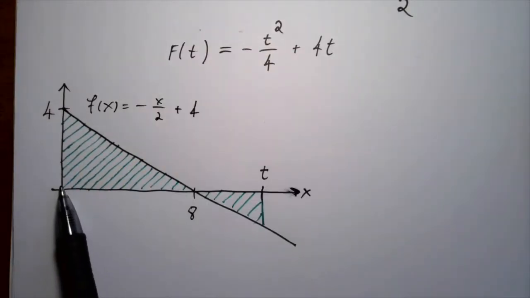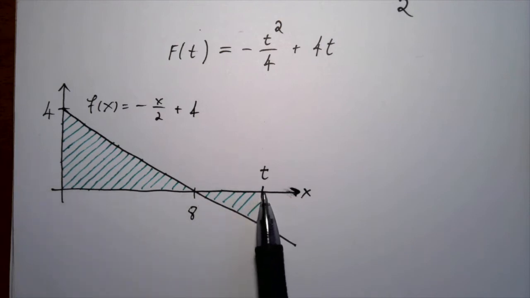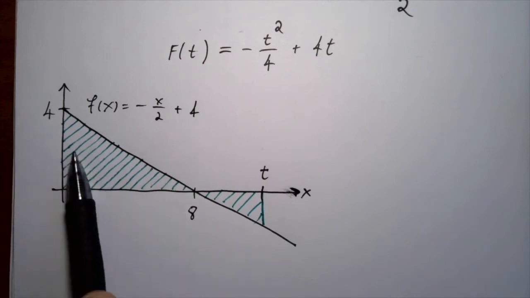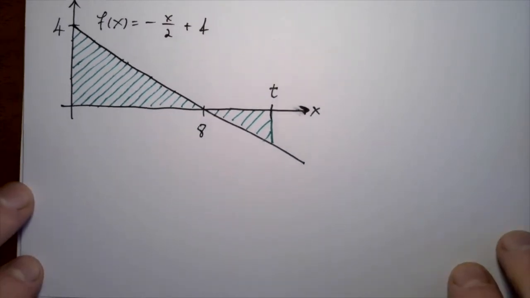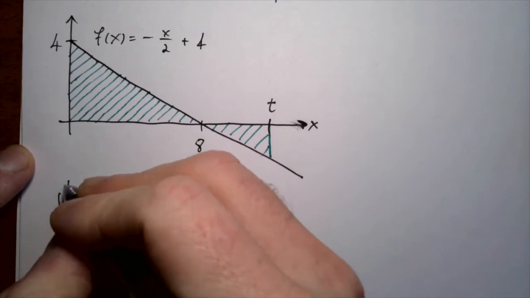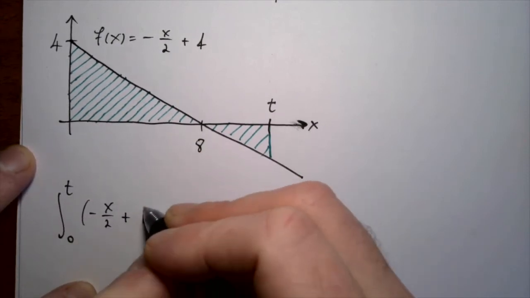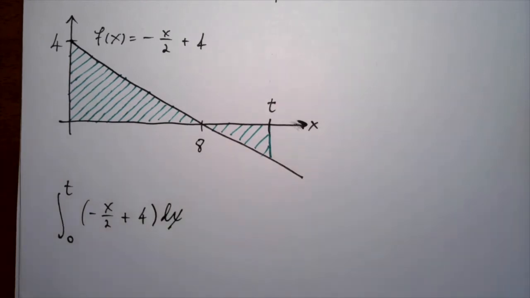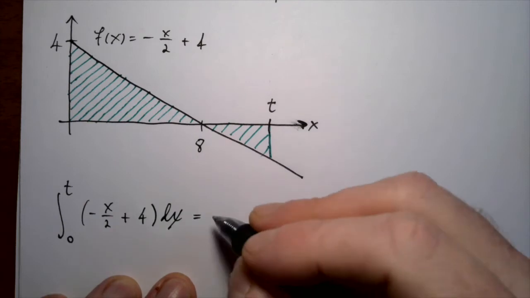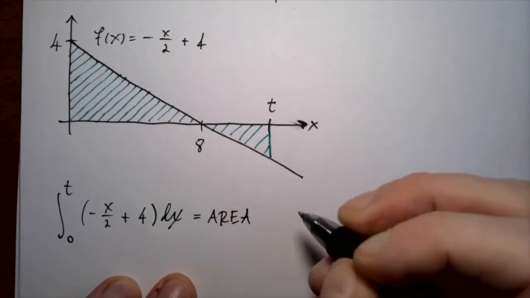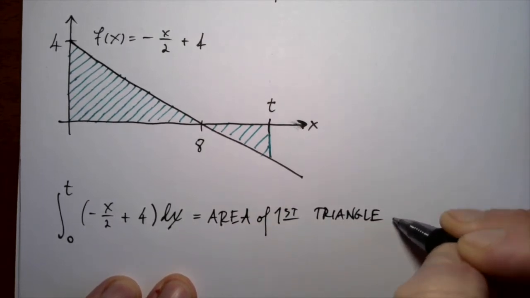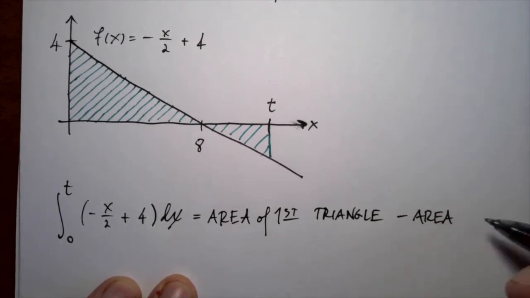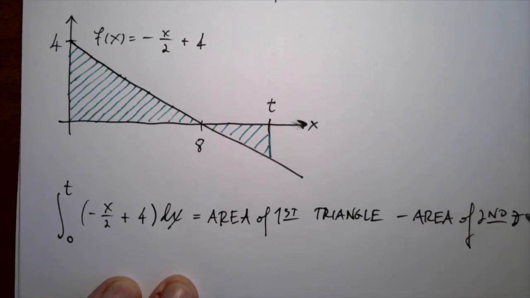Okay, so now we're going to accumulate area all the way out to t, but t is bigger than 8. That means we're going to be getting positive area from this big triangle, but negative area from this little triangle because it's underneath the x-axis. Let's compute the integral. Here we go. So again, we're integrating minus x over 2 plus 4 from 0 to t to figure out how much area there is. And this time, it's given by the area of the first triangle minus the area of the second triangle, because that second triangle is underneath the x-axis.